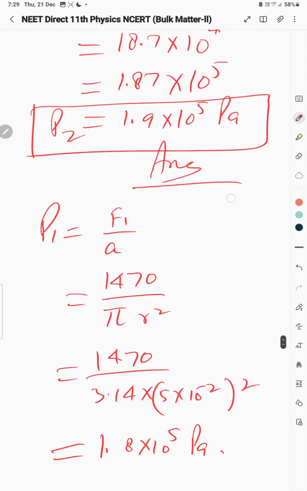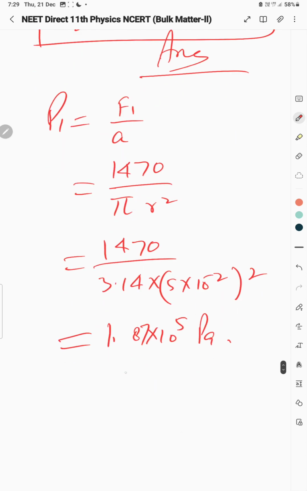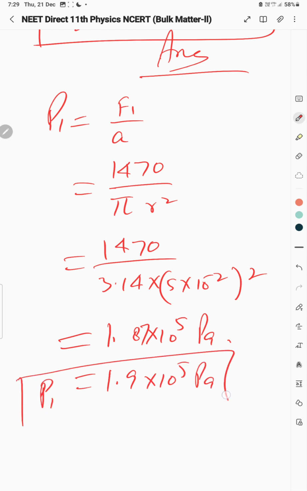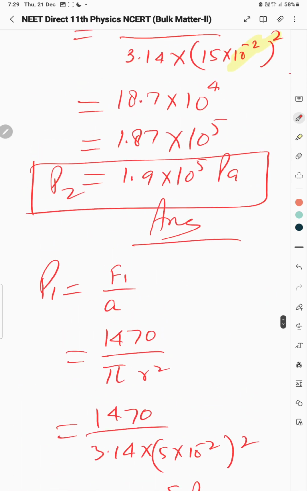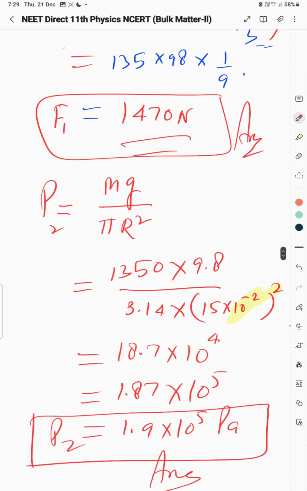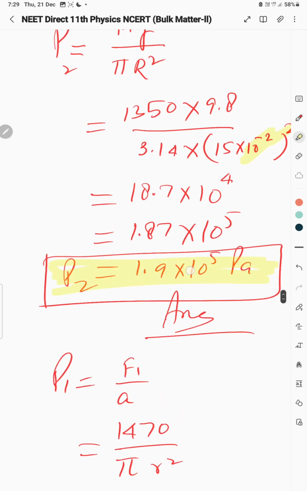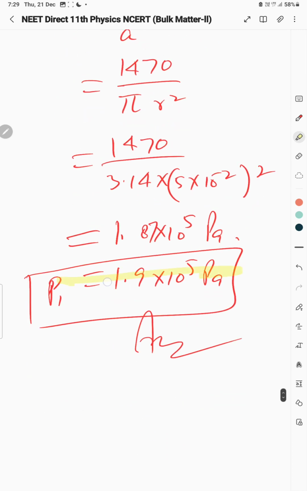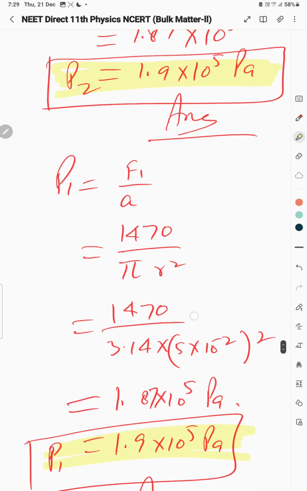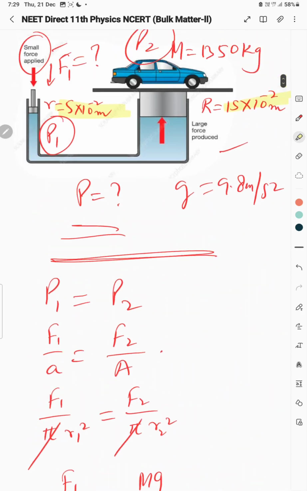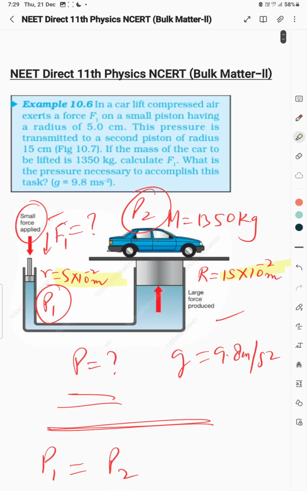Let's compare. It's 1.87 here also. So 1.87 is roughly 1.9 × 10^5 Pascal. This is the pressure needed on the left hand side piston. In short, this numerical establishes the truthfulness of Pascal's law, because the pressure on the larger piston is 1.9 × 10^5 and the pressure on the smaller piston is also 1.9 × 10^5. That is, the two pressures are equal in accordance with Pascal's law, which says fluids exert equal pressure at all points in all directions.